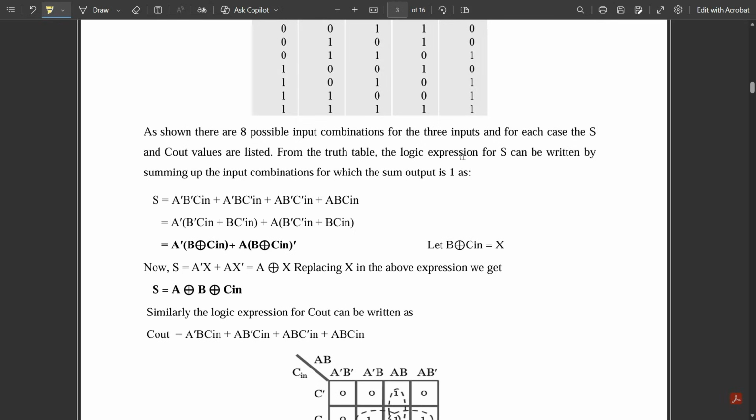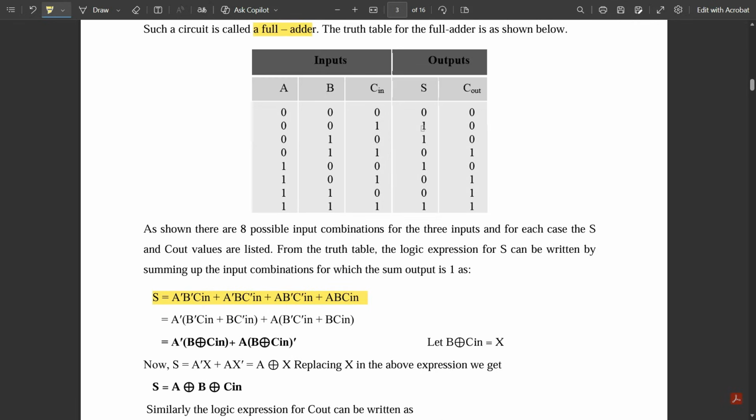From the truth table, the logic expression for S can be written by summing up the input combinations for which the sum output is 1, and that is given by S is equal to, for these 4 combinations, 1, 2, 3 and 4. So with respect to that, you write the expressions: A' B' Cin plus A' B Cin' plus A B' Cin' plus A B Cin. Okay, for these 4 combinations, here they have written the sum expression.